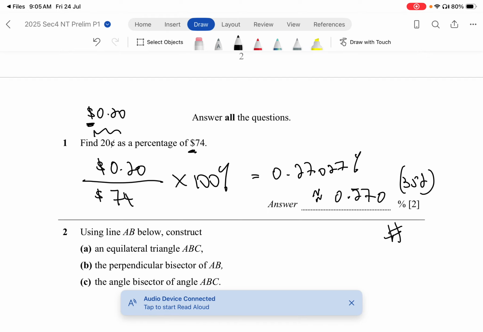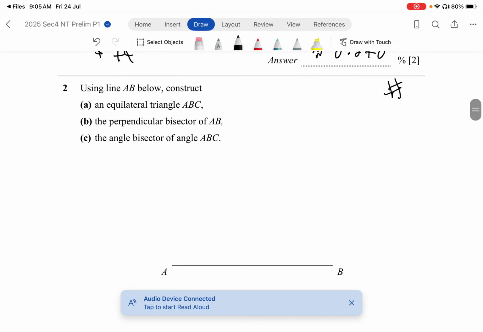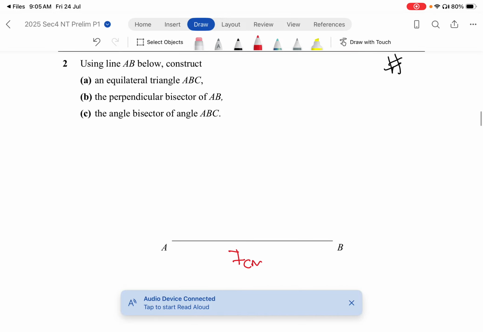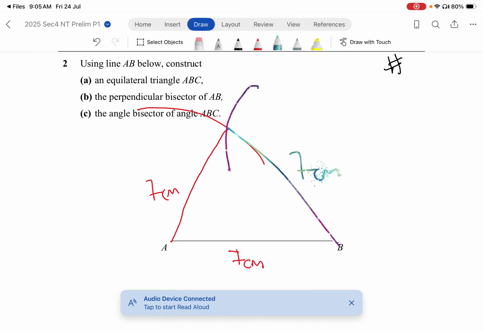Okay, the next one. Construct an equilateral triangle ABC. So I measure this is actually 7 cm. On the table, 7 cm. I take the compass and draw an arc here, which is 7 cm. I draw another arc here. This is also 7 cm. That's how I draw the equilateral triangle. All sides must be 7.